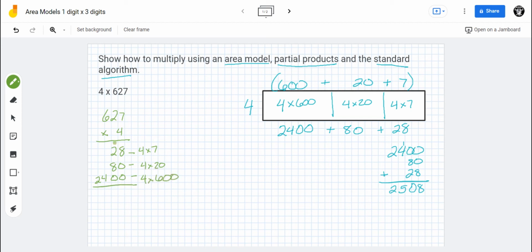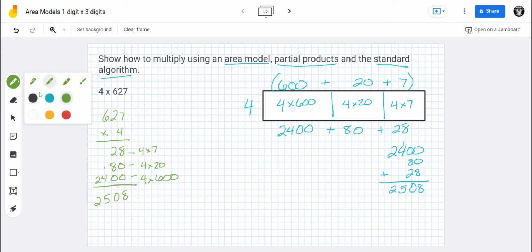Okay, and then you add up all your partial products, which looks a lot like this one, only it's reversed right over here. But here we go, 8 plus 0 plus 0. 2 plus 8 is 10, carry that 1, right? 1 plus 4 is 5, and 2 plus nothing, so 2,508. And even though we're doing this in different ways, we should get the same answer every time because it's the same multiplication problem. There is more than one right way to solve these problems. Okay, and you can see here, 2,400, 4 times 600 is right here. Here you have 4 times 20, which is 80, and that's right here. And you have 4 times 7, which is 28, and that is right here.